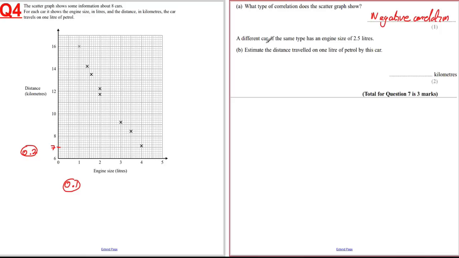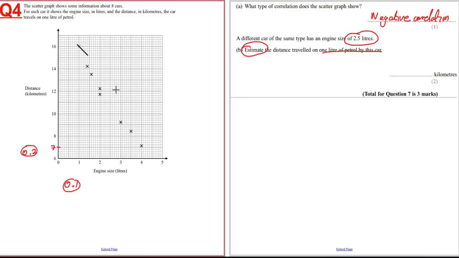A different car of the same size had 2.5 litres. Estimate, that means draw a line of best fit and read off it the distance travelled on 1 litre of petrol by this car. Okay, so what we're going to do is we're going to draw a line of best fit.